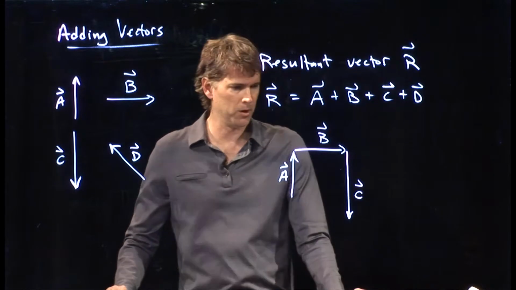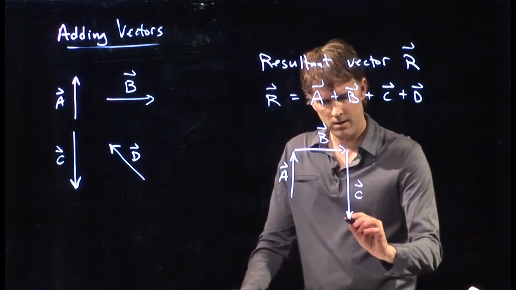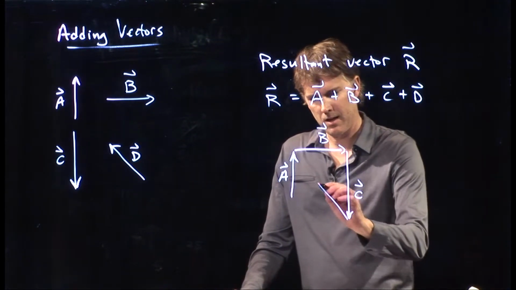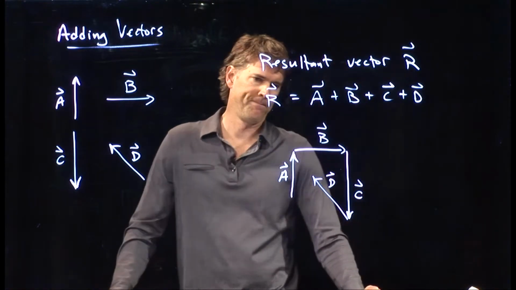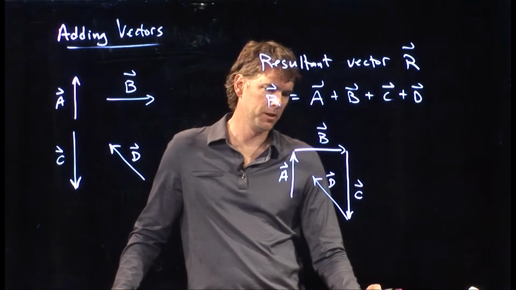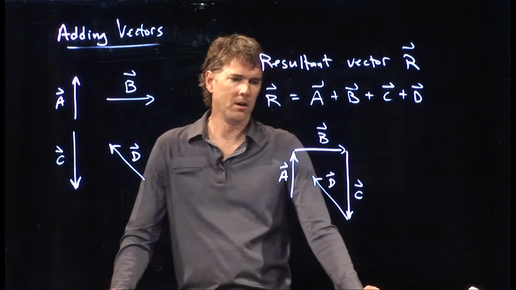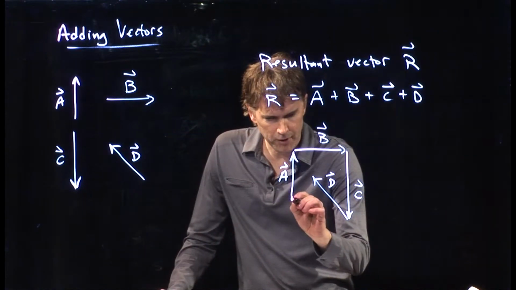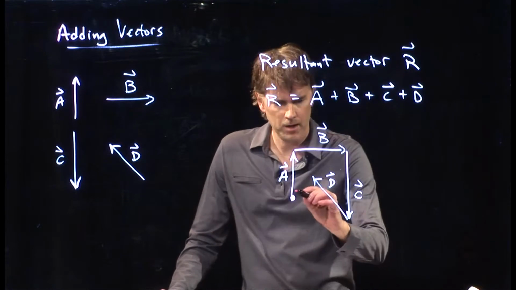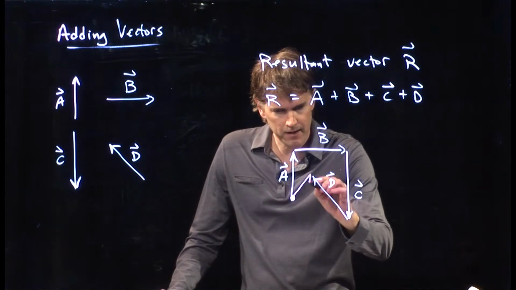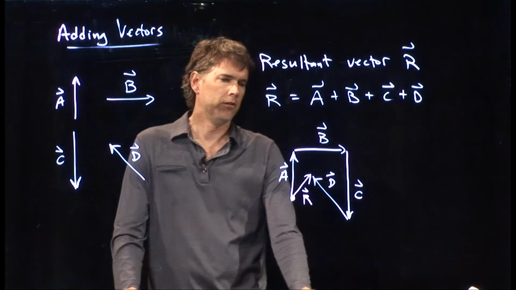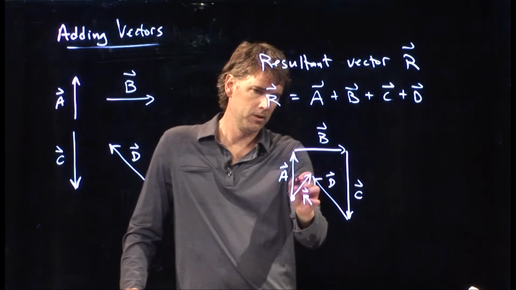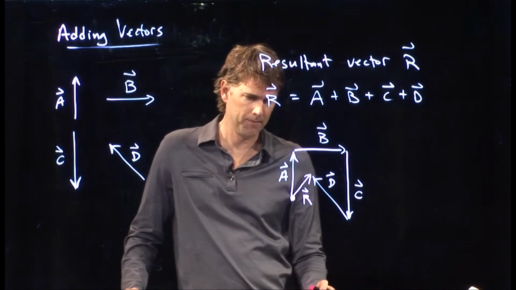And then we do the same with vector D. Starts at the end of C and goes up in that direction. Okay, so what does R look like? R, you start at the very beginning of the problem and you go to the very end of the last arrowhead. So R is that little arrow right in there.